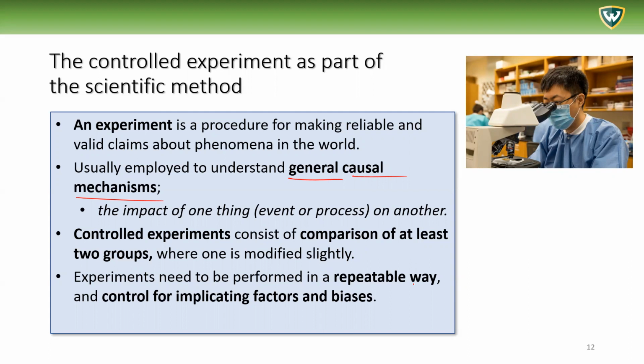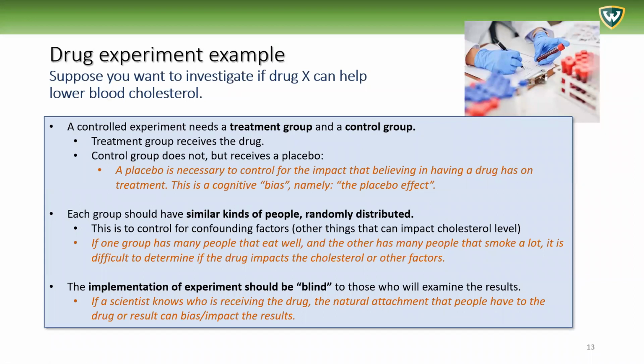Experiments need to be performed in a repeatable way and control for implicating factors and biases. That's really their major goal, and that's essentially what they do, if employed correctly. So let's examine this with a non-technical information context, but a more lab health related context, which I think is good because we see it from different perspectives. So let's take this drug experiment example. Suppose you want to investigate if drug X can help lower blood cholesterol. Your company developed drug X. Now you need to test it to see if this actually helps lower blood cholesterol.